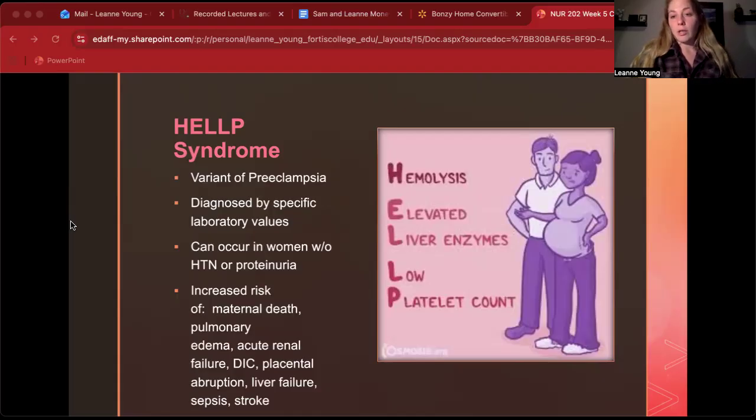Because you might have a question on your exam that just gives you an example of here's a mom's lab values. What is this telling you? Or how should you treat this? Okay, so this is HELLP syndrome. Like I said, this is a variant of preeclampsia, but it's diagnosed by these specific lab values, and this HELLP spells out what you guys need to remember for it.